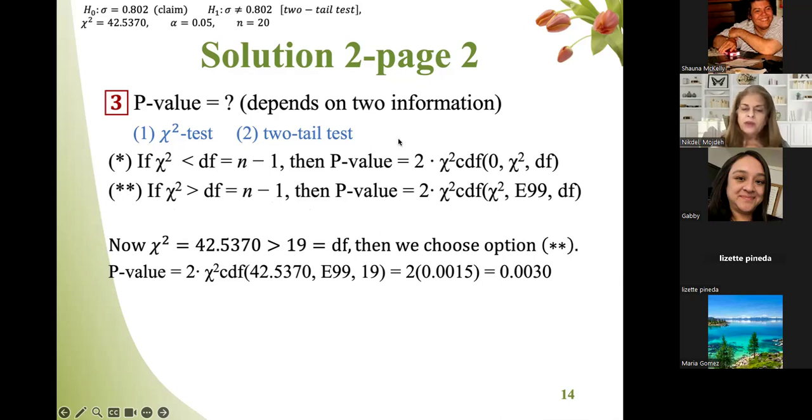So these are the two options that we have for a two-tail test. In this case, we use the second option. So p-value is 0.0030. Any question before I go to step 4?